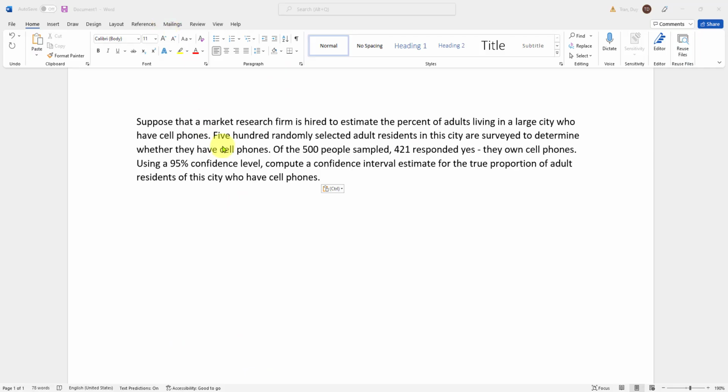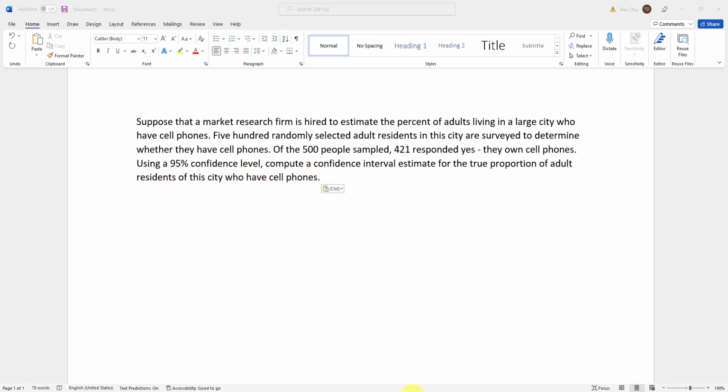Okay, let's take a quick look at this example. Suppose that a market research firm is hired to estimate the percent of the adults living in a large city who have cell phones. 500 randomly selected adult residents in the city are surveyed to determine whether they have cell phones or not. And out of the 500 people sampled, 421 respond yes, they own cell phones. Now, using a 95% confidence level, we want to compute a confidence interval estimate for the true proportion of the adult residents of this city who have cell phones.